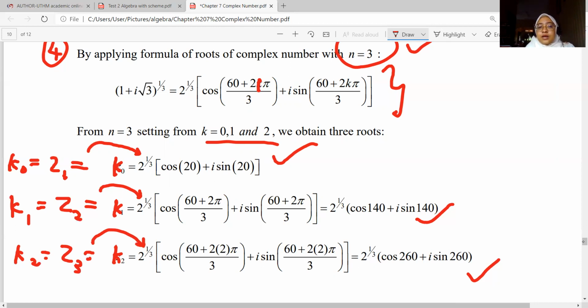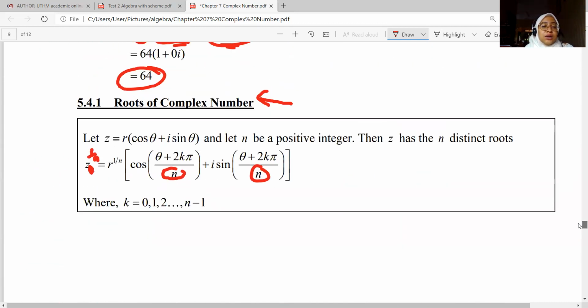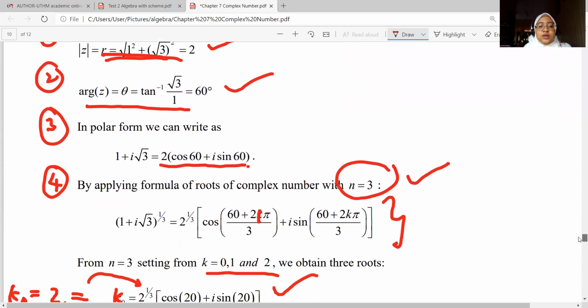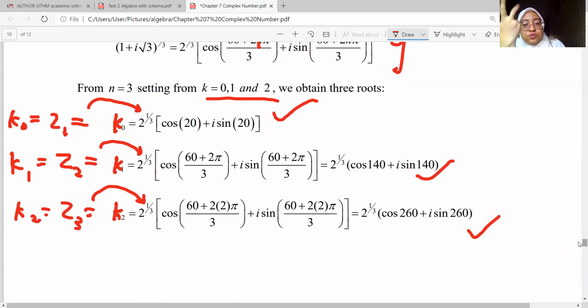Kalau awak tengok kenapa k kurang, sebab dah diberitahu kat sini k mestilah n tolak 1. Dia mesti bermula daripada 0. Maksudnya bila roots kita 3, so k yang kita perlu masukkan adalah nilai 0, 1 dan 2. Kalau roots kita 4, yang kita kena masukkan adalah 0, 1, 2, 3. Kita mesti bermula daripada 0 untuk k. Tetapi n mestilah 3 kalau roots kita 3. Kalau roots kita 4, kita masukkan n bersamaan 4.